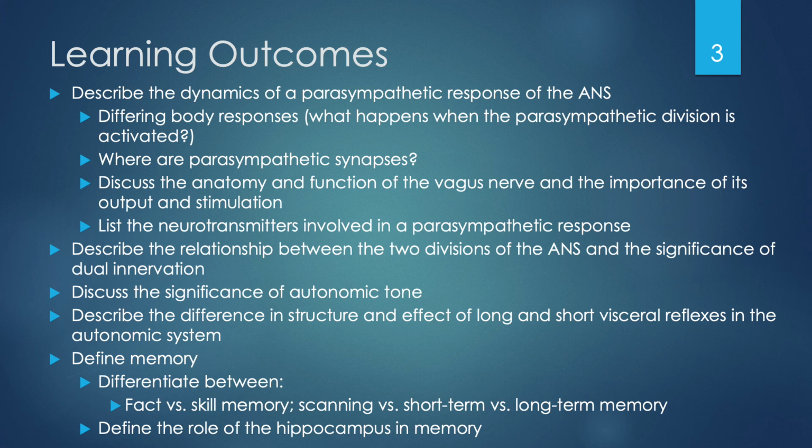We'll describe the difference in structure and the effect of long and short visceral reflexes in the autonomic system. And then we're going to start talking about memory. So we're going to differentiate between fact versus skill memory, scanning versus short-term versus long-term memory, and we'll define the role of the hippocampus in our memory.